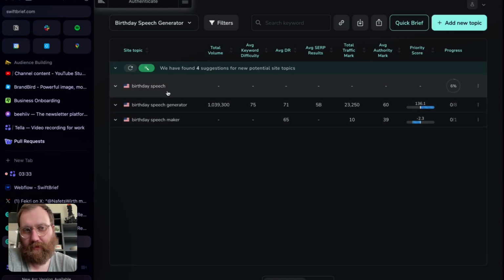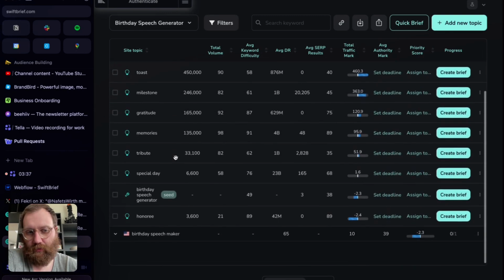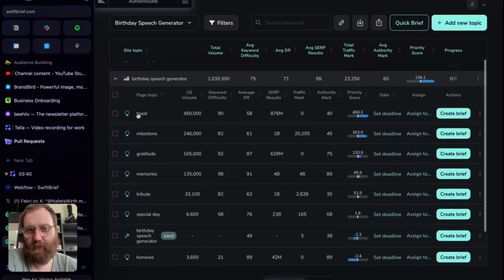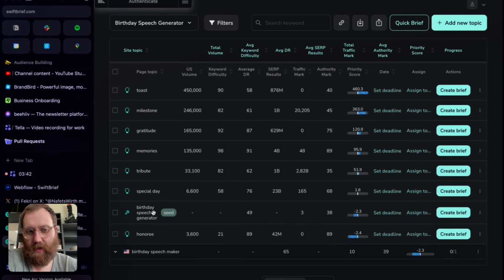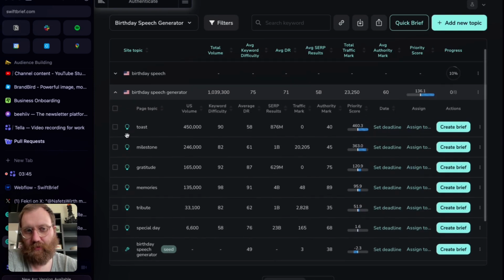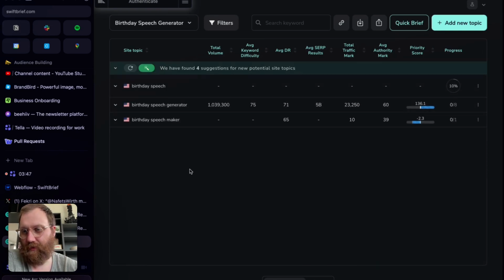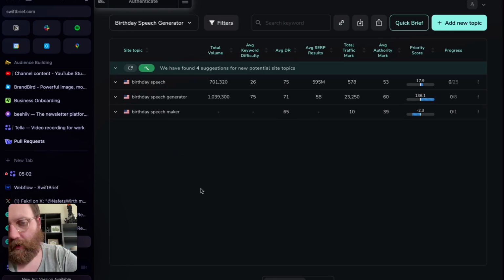Again, you can do this with other keyword research tools as well. Just make sure that instead of showing you all the keywords, it clusters them together. What SwiftBrief does here is give you the page and all the page-related keywords. They're already clustered underneath. This lowers the risk of cannibalizing the pages between each other and lets you estimate the market opportunity better. All right.